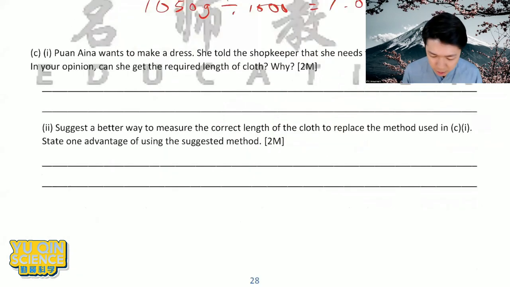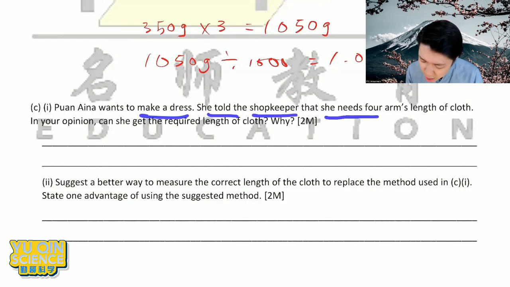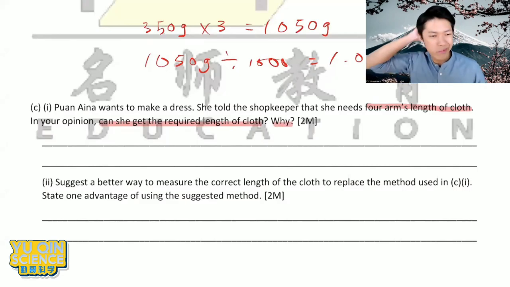Okay, nice. Question C1. Puan Aina wants to make a dress. She told the shopkeeper that she needs 4 arm lengths of cloth. In your opinion, can she get the required length and why? So this is the question. 1 mark, the 2nd mark goes to explanation.